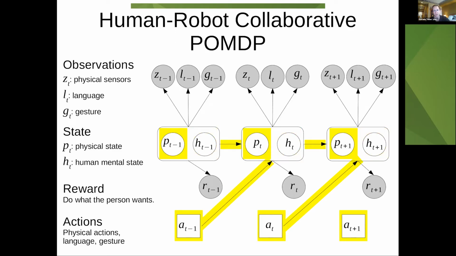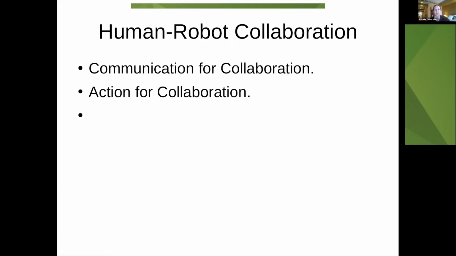Then you can think about the physical state of the world and how the robot's physical actions change that physical state over time. And what we're going to see is that we're going to need a very rich representation for actions that handles both very low-level, fine-grained actions as well as very high-level abstract actions. Figuring out how to represent this is what I call action for collaboration.